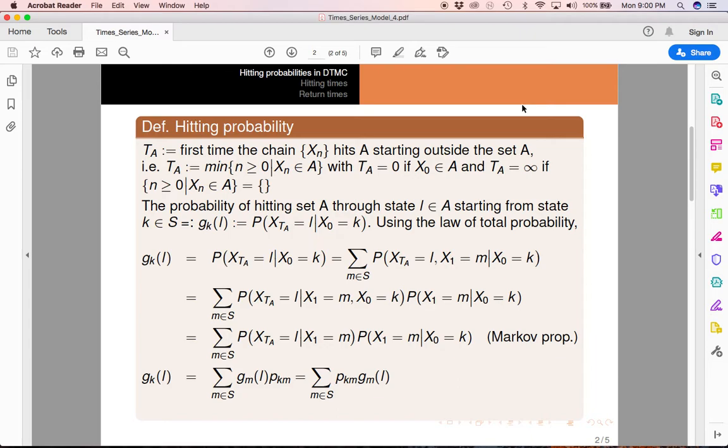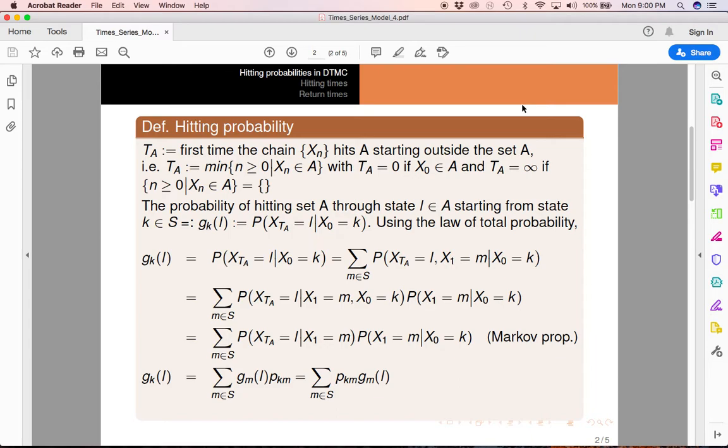So then we use the law of total probability, and that expression turns out to be the sum of all these probabilities, which are the probability of X sub T sub A equals L, given X1 is equal to M and X naught is equal to K, times the probability that X sub 1 is equal to M given X naught equal to K. This is just a statement of the law of total probability, which we have seen much earlier in the course.